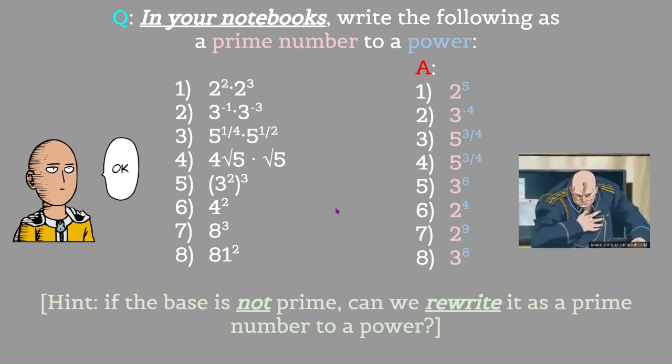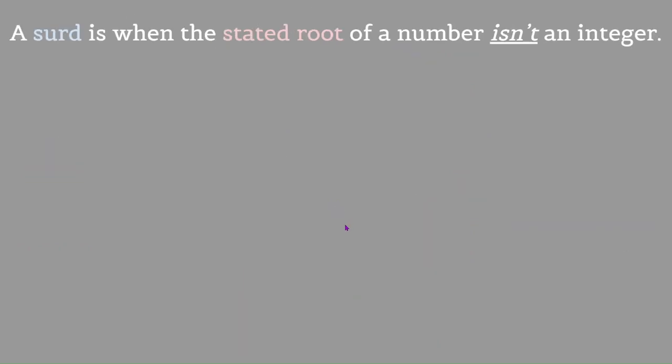So our last topic today is surds. And this has to do with what we've been talking about, right? So we've been talking about roots and those fractional indices. But a surd is when the stated root of a number isn't an integer.